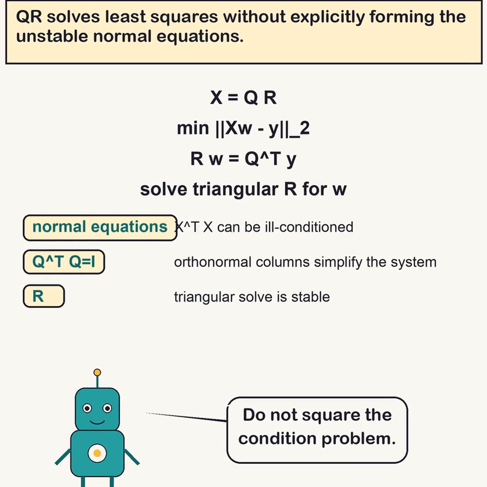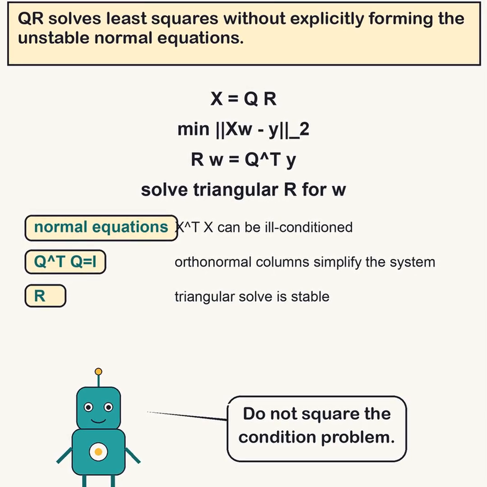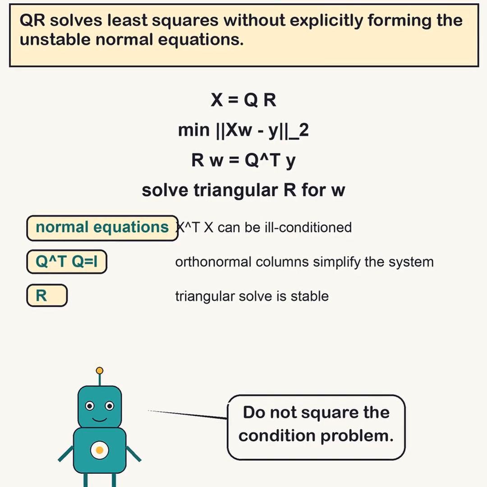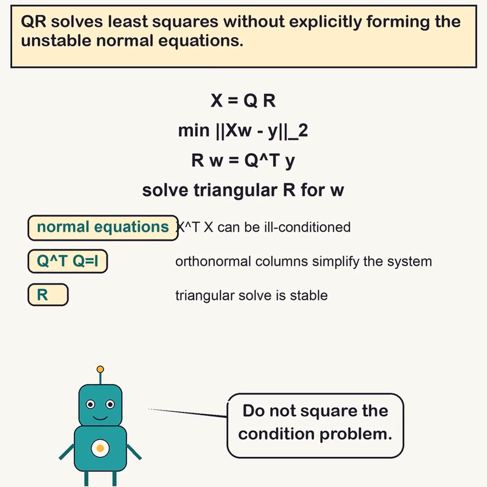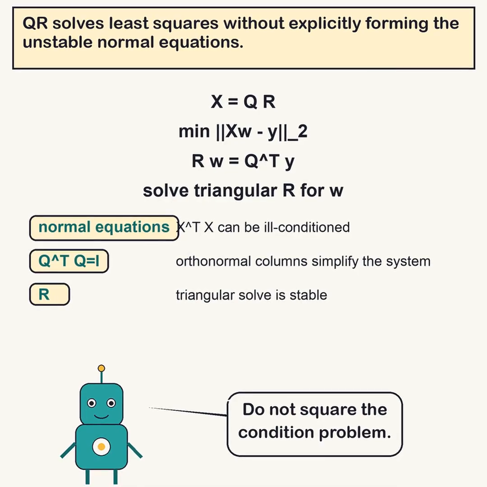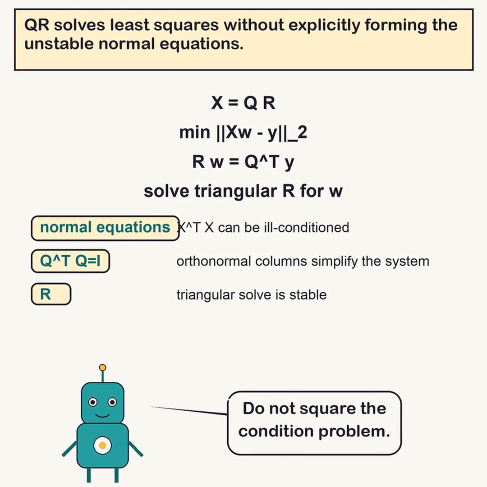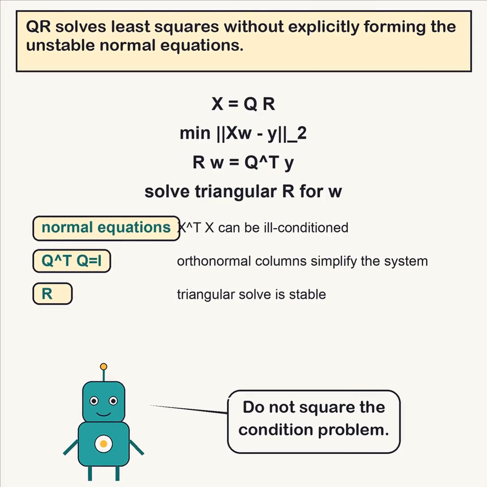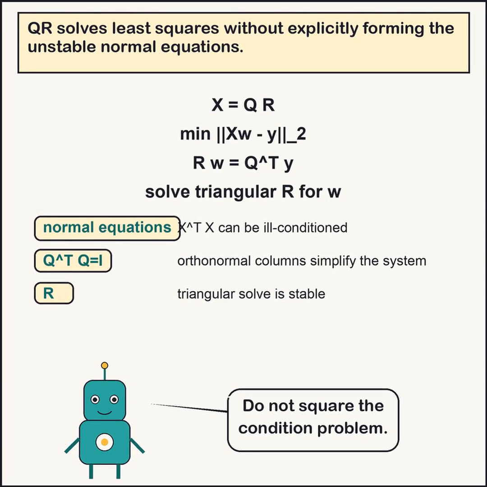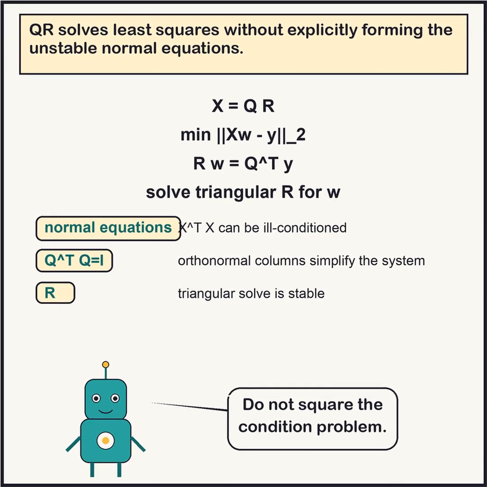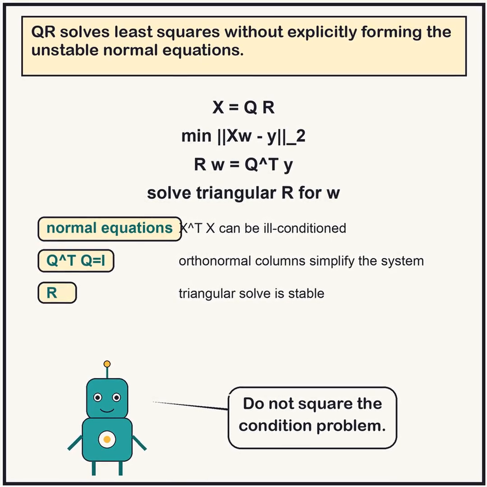For least squares, QR avoids forming X transpose X, which can worsen conditioning. With X equals QR, the solve becomes RW equals Q transpose Y, a stable triangular system. Real-world analogy: QR least squares is like balancing a tripod before taking a measurement instead of stacking wobble on wobble.